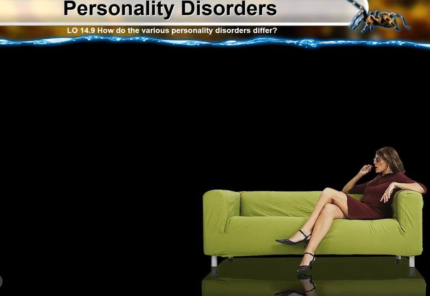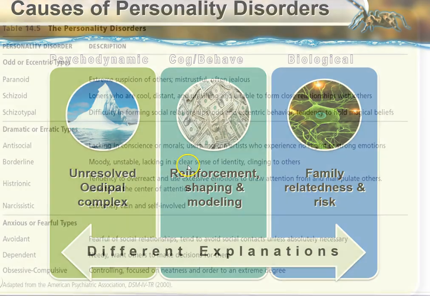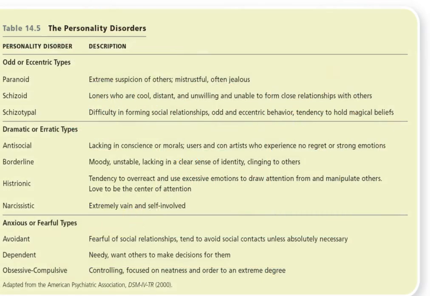This leads us to Axis 2 personality disorders. I'm going to fast forward to a chart here. Personality disorders are excessively rigid patterns of relating to people. And they're broken down in the DSM into 3 different types: odd or eccentric, dramatic or erratic, anxious or fearful. Now, a paranoid personality disorder is a person with an extreme suspicion of others.